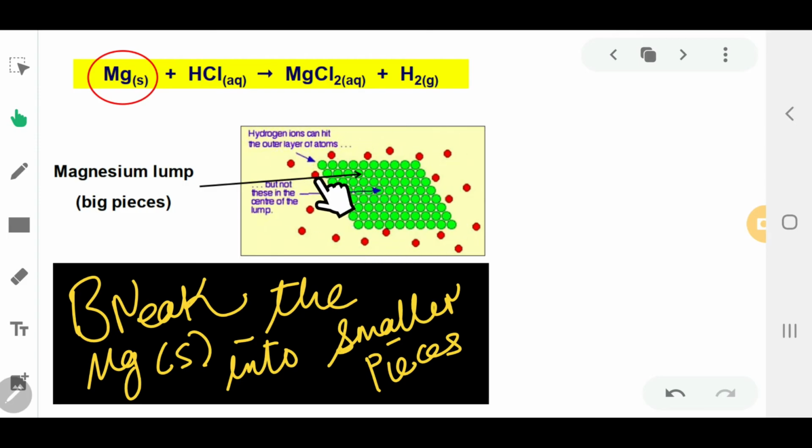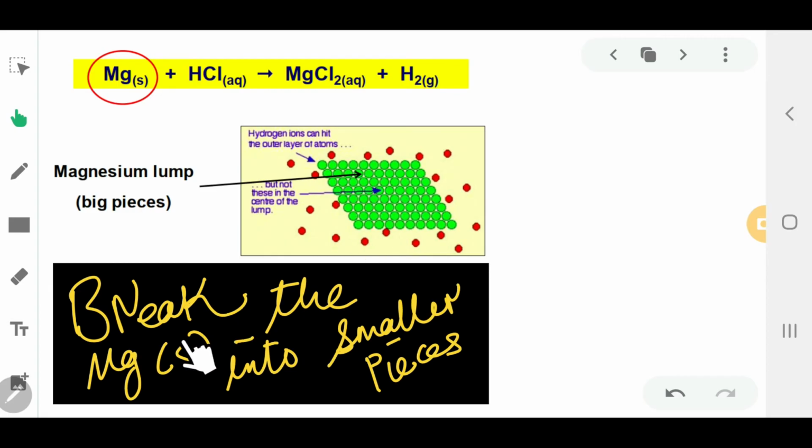The red ones represent the hydrogen ions that want to react with your magnesium lump. The magnesium that is inside will not be able to react with the hydrogen ions coming from your HCl. So you have the outer layer reacting, but not the one inside. That is what is meant by a smaller contact surface area exposed for reaction.